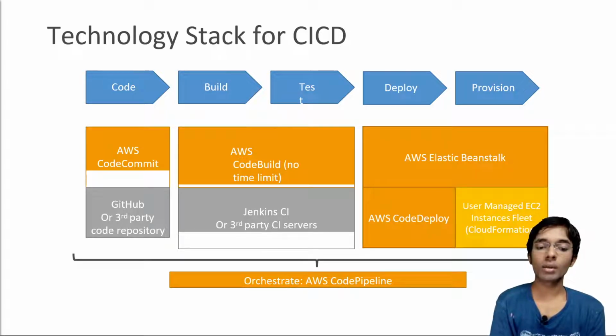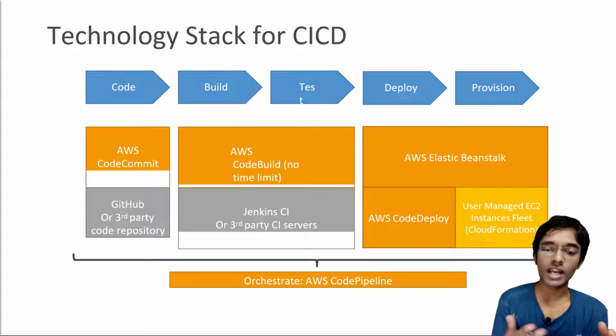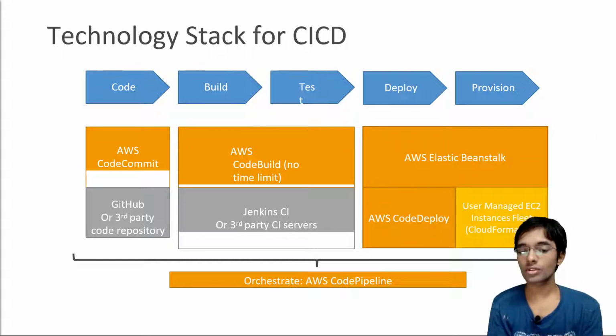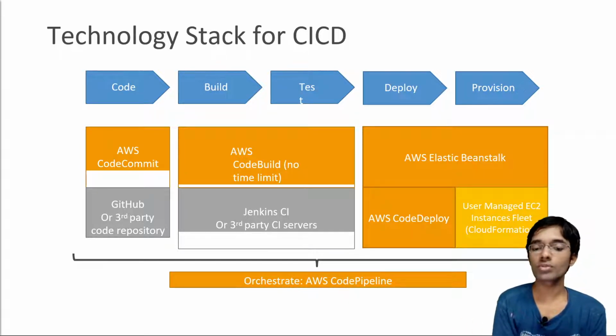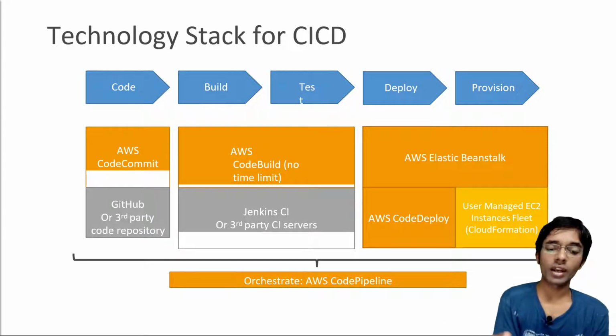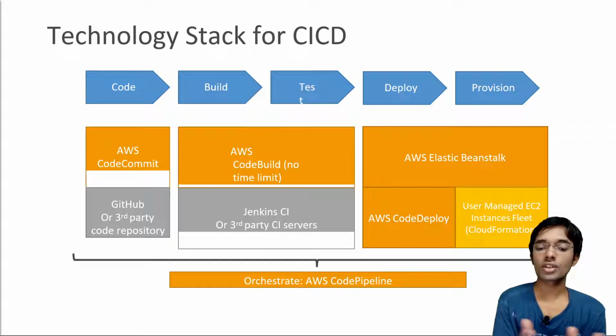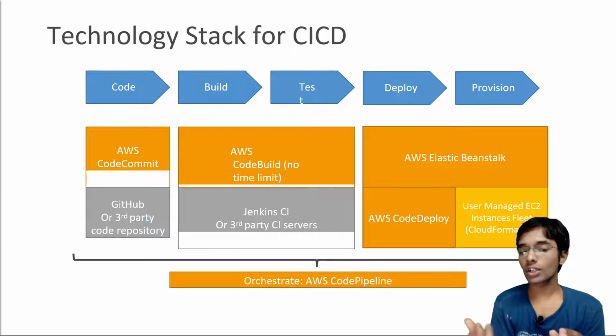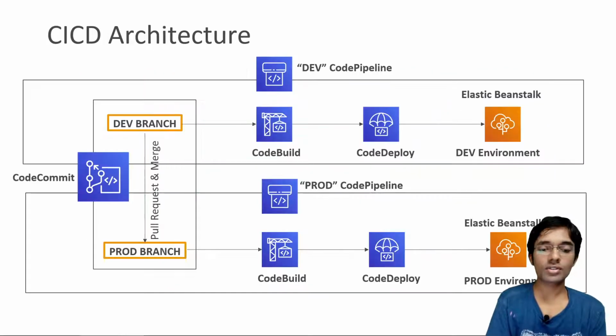Then for deploying and provisioning, we have multiple options. Beanstalk works really well because we can provision the infrastructure with Beanstalk and also use Beanstalk to deploy our application gradually to our EC2 instances, or we could use an EC2 fleet that we manage ourselves. Maybe we have created it using CloudFormation, and then we could use something like CodeDeploy to deploy our code to this EC2 instance fleet. And how do we manage the orchestration of all these steps in our CI/CD? Well, for this, we are going to use AWS CodePipeline, which allows us to define a pipeline to orchestrate all the steps.